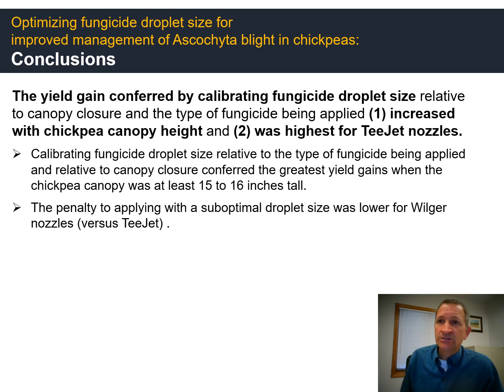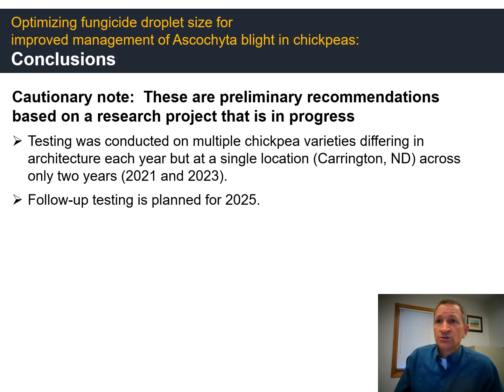Okay, and so we're seeing something similar here in chickpeas, where the penalty to getting your droplet size wrong with Wilger appears to be lower, and the optimum droplet size program with Wilger may be slightly different than T-jet. So before I close, though, I want to stress these are preliminary recommendations based on research that is in progress. Now, the results make lots of sense.